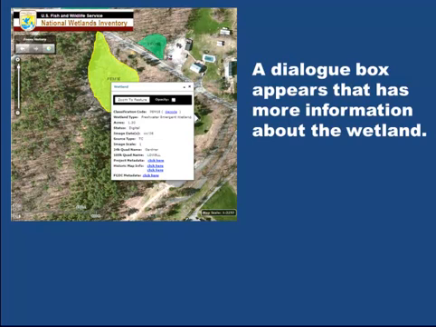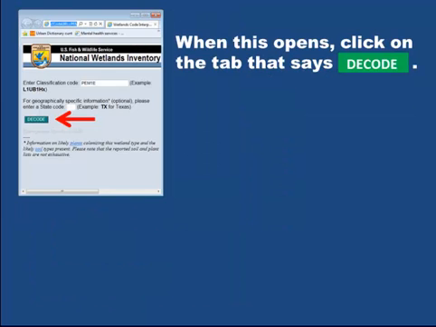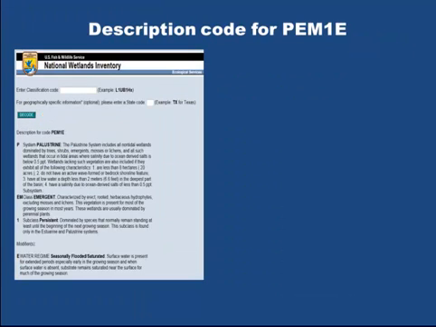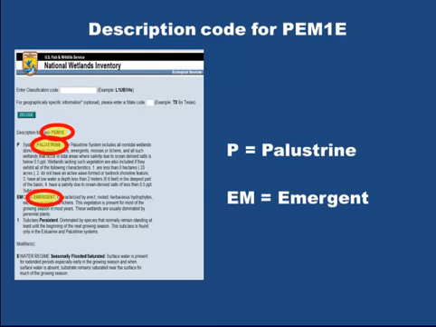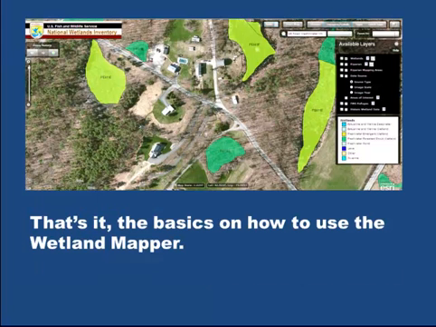A dialog box appears that has more information about the wetland. For information about the classification code, which for this particular wetland is PEM1E, click on the blue decode link in the dialog box. When this opens, click on the tab that says Decode, then click Decode again on the next dialog box that appears. So here you have the description code for PEM1E. P stands for palustrine, the EM for emergent, 1 for persistent, and E for seasonally flooded or saturated. That's it, the basics on how to use the Wetland Mapper.